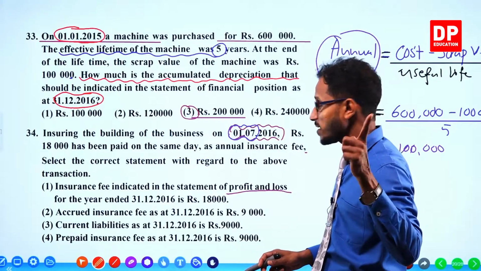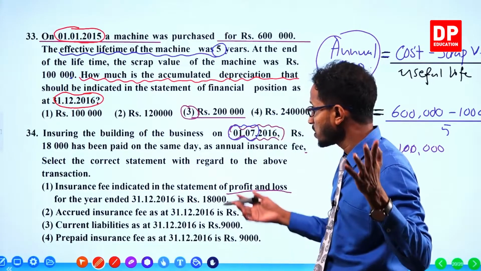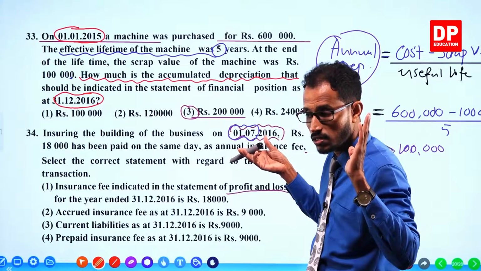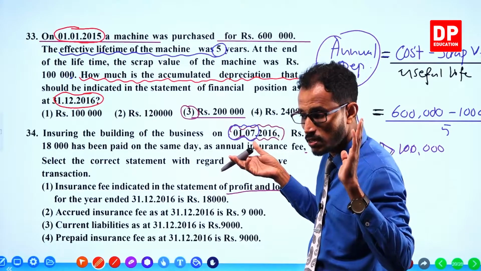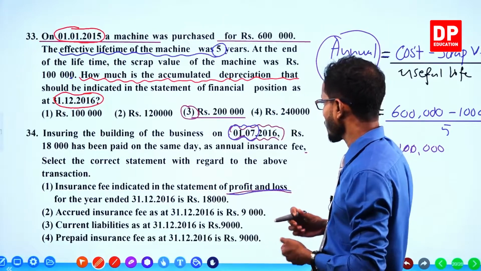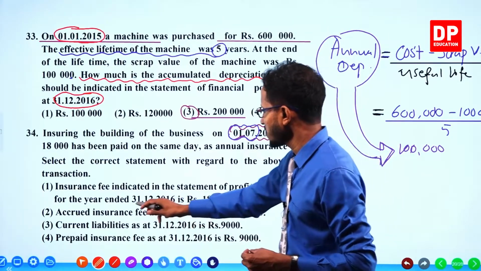1st July they have paid. Okay. Asking us how much should be included in the profit or loss statement on 31st December. 31st December. See.